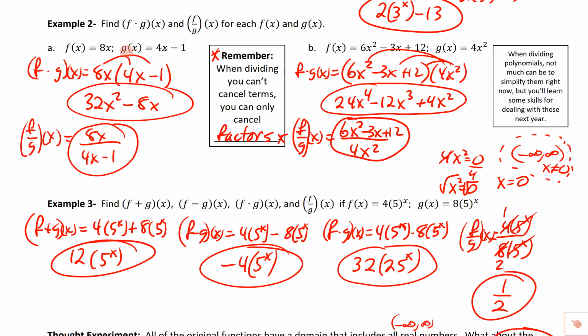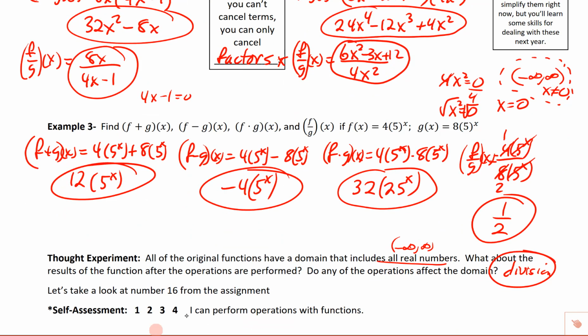We can plug in anything we want into these original ones, but once we start dividing, we've got to make sure that we're not dividing by 0. So stop and think how you do that for just a second. Just like we did over here, we want to know when that denominator is equal to 0. So if you set that equal to 0, that will tell you where the problem is in the domain. So go ahead and do the self-assessment right here, and then let's take a look at number 16 from the assignment, and I'll show you a little bit of simplification that can be done with polynomials when we're dividing.